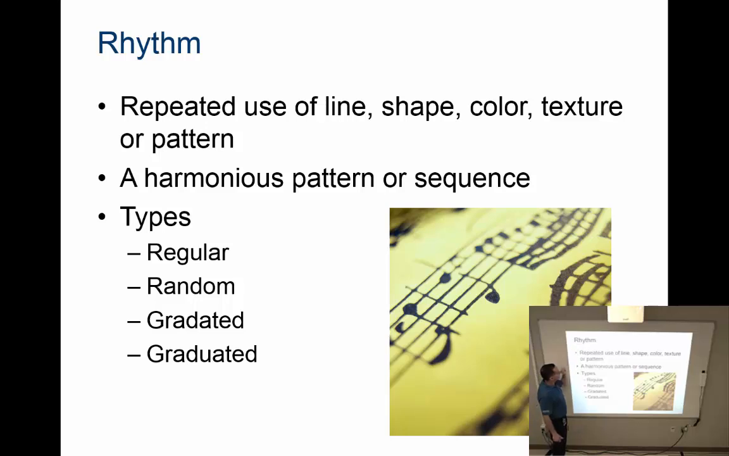The next principle is rhythm, and it's going to be the repeated use of line, shape, color, texture, or pattern. These are all elements. And the types of rhythm that we see are regular, random, gradated, and graduated.